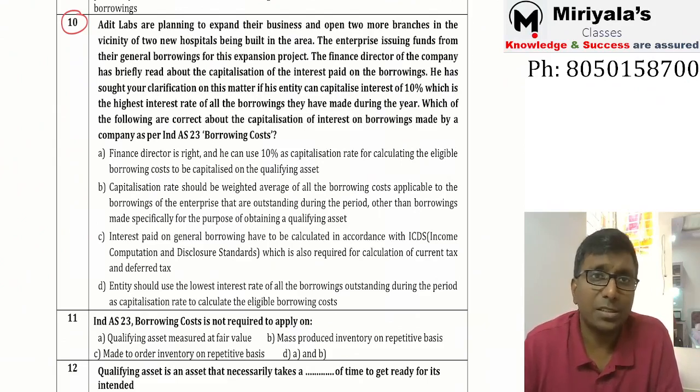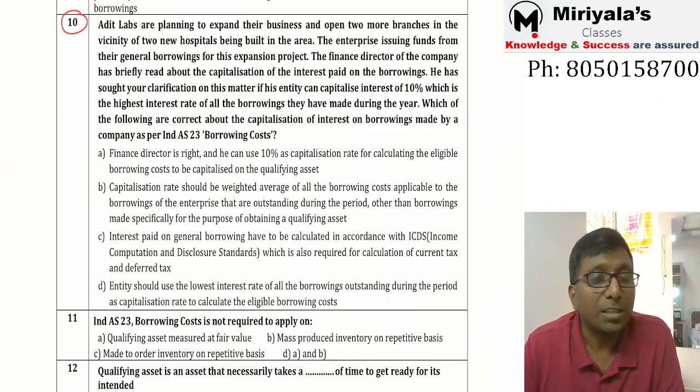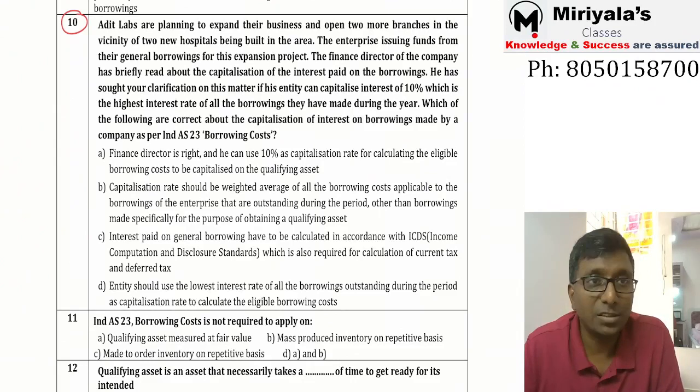The enterprise is using funds from the general borrowings for the expansion of this project. Then, the finance director of the company has briefly read about the capitalization of the interest paid on the borrowings. He has sought your clarification on this matter. If this entity can capitalize interest of 10%, which is the highest interest rate of all the borrowings they have made during the year, which of the following are correct?